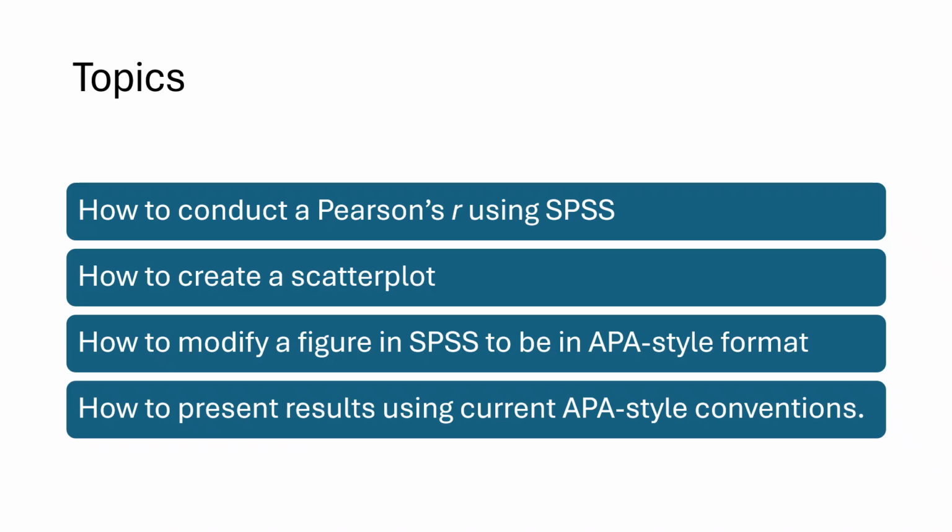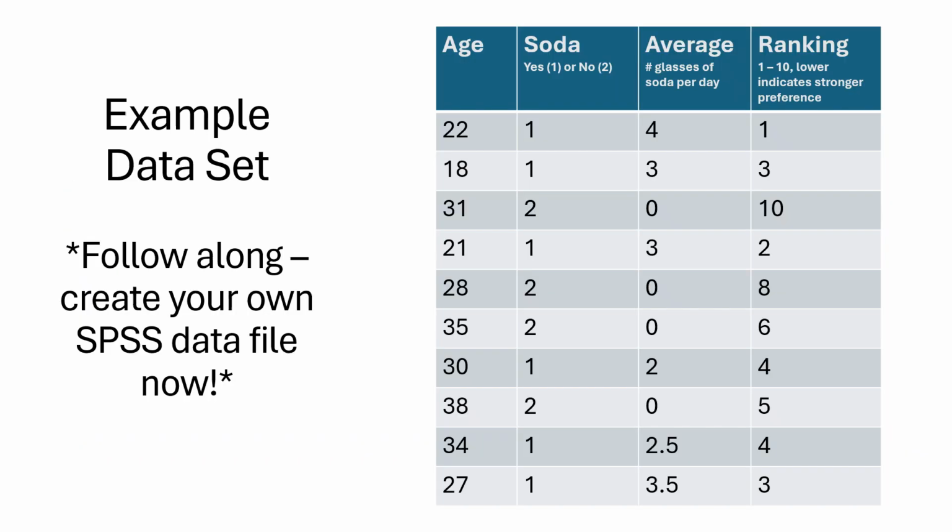So today we're going to show you how to conduct a Pearson's R, how to create a scatter plot, how to modify that scatter plot so it's in APA format, and then how to write up those results and refer to your figure using APA style conventions.